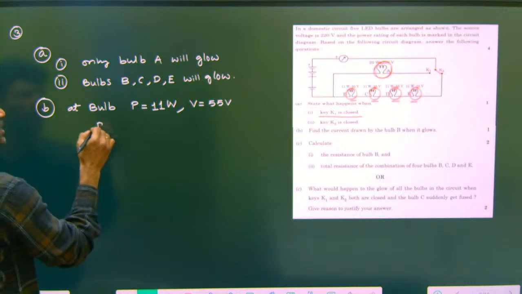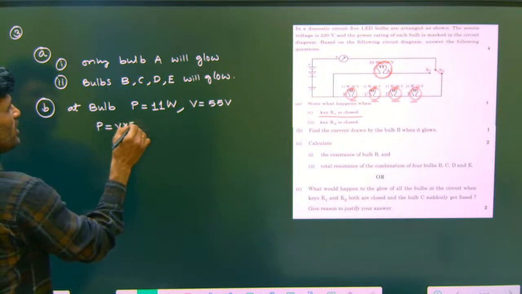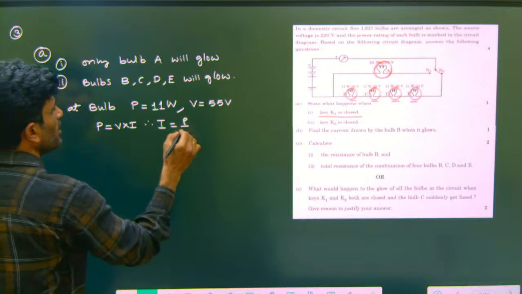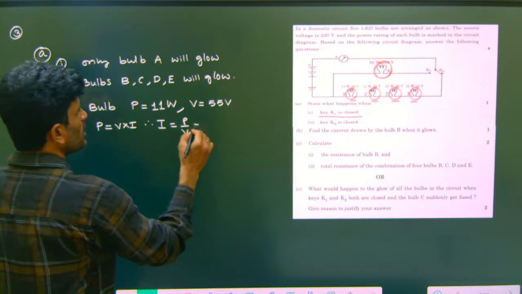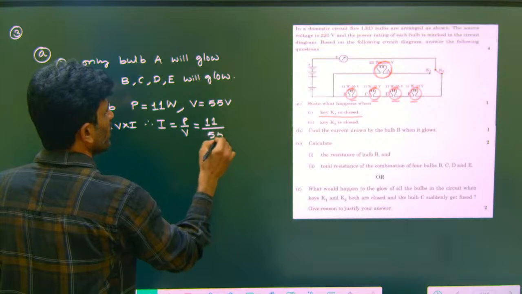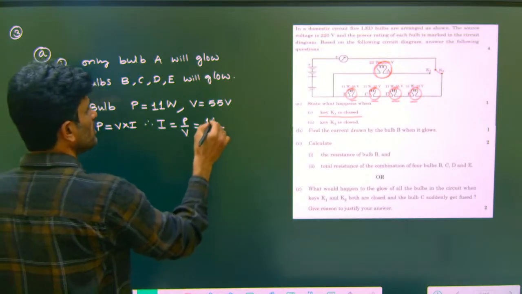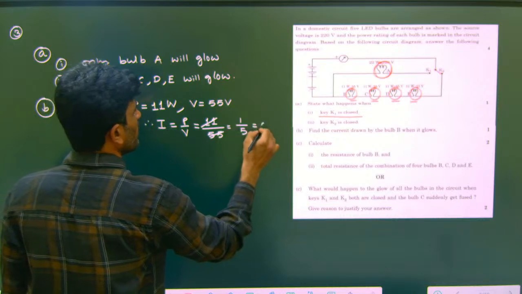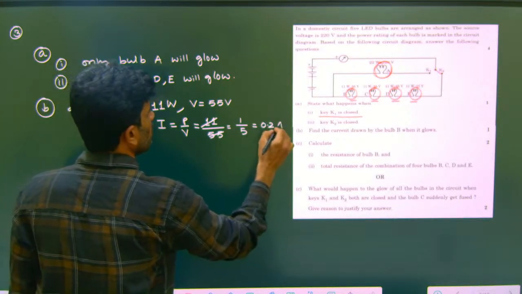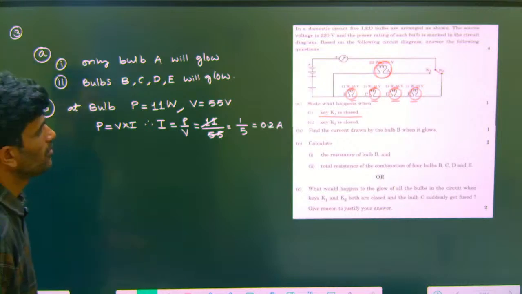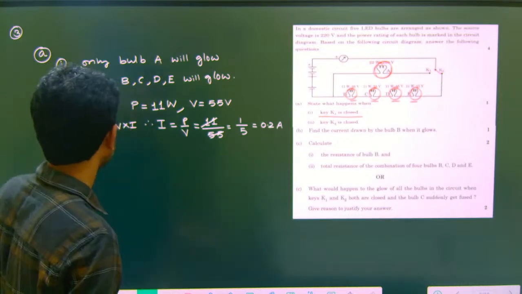We know power is equal to V into I. Therefore, I is equal to P by V. So what it is? 11 by 55. Then 11 ones are 11, 11 fives are 55, so 1 by 5. 1 by 5 is nothing but 0.2 amperes. So that is the amount of current at bulb B. That is question number B.